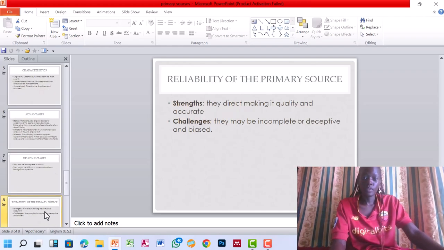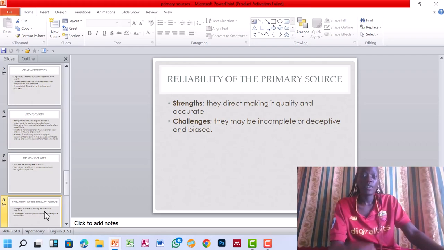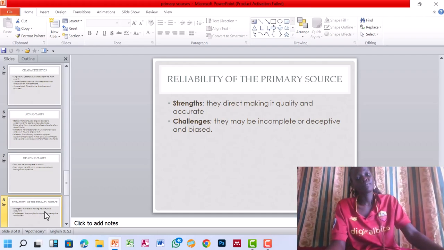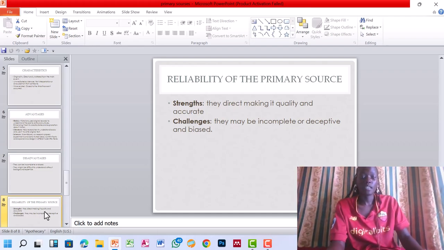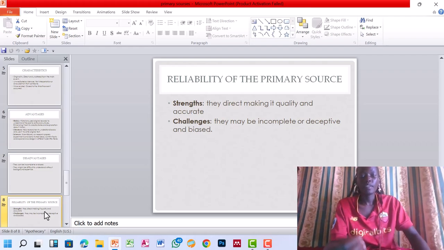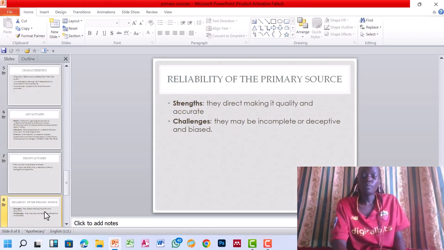And not only that, but there is also the reliability of the primary source. This is where we look at their strengths and their challenges. One strength is that they are direct, making them quality and accurate. Another challenge we have is that they may be incomplete, deceptive, and biased.